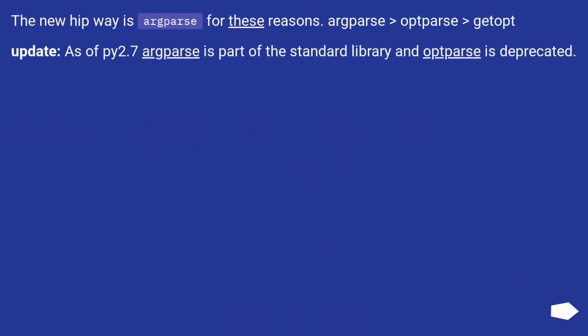The new hip way is argparse for these reasons. Argparse is greater than optparse is greater than getopt. Update: as of Python 2.7, argparse is part of the standard library and optparse is deprecated.